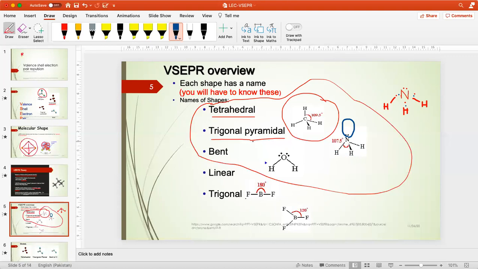So I can say that this trigonal pyramidal is the distorted shape of the tetrahedral. Original कौन सी है? Tetrahedral. क्यों? 4 attachments. लेकिन due to the repulsion, जो distorted shape, it's trigonal pyramidal. So this is the shape for the ammonia.